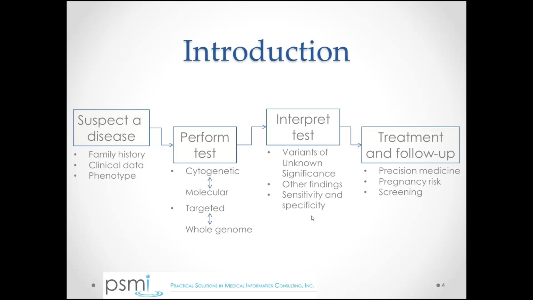And then finally, once the test has been performed and interpreted, then we have this notion of treatment and follow-up, where we may apply precision medicine principles like we talked about in the cancer genetic session last time. Pregnancy risk, what are the risks to the offspring? And screening, if you have a particular mutation, perhaps you're going to need more frequent colorectal cancer screening, for instance.